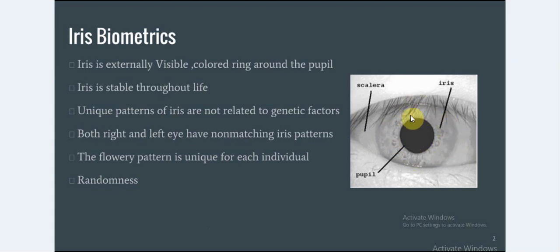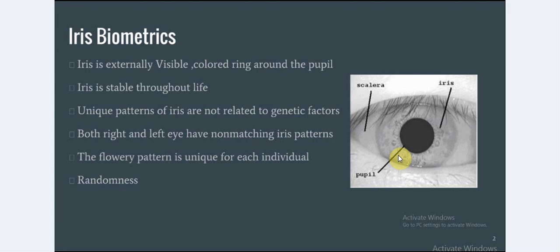It contains a very rich texture, and this texture of the iris is stabilized during the first 2 years, and it carries distinctive information useful for identification. The iris patterns are unique. Even the irises of identical twins are different. And also the iris patterns of the left and right eyes are completely different.